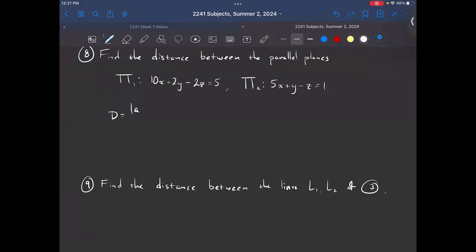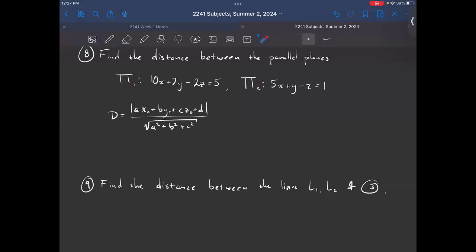So we have ax0 plus by0 plus cz0 plus d, divided by the square root of a squared plus b squared plus c squared. Okay. Now, this was the equation for the distance between a plane and a point. We have two planes here. It tells us they're parallel. So pi 1 and pi 2 are parallel.